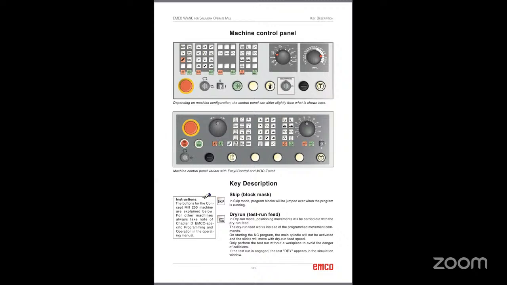During the dry run, we already gave a feed inside the program, but during this dry run it will not use that feed. It will use the dry run feed. So for example, if you mention feed 500 in the program, it will not use this 500 feed, but it will use the dry run feed.